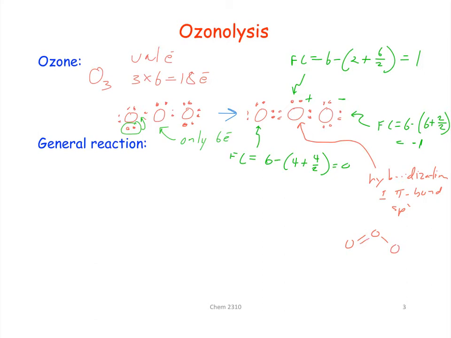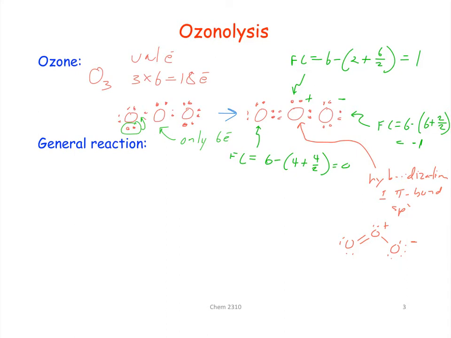So we're going to have a double bond to one side. We have non-bonding electrons here, here, here, here, and 3 pairs over here. A minus and a plus. We get this kind of bent structure.